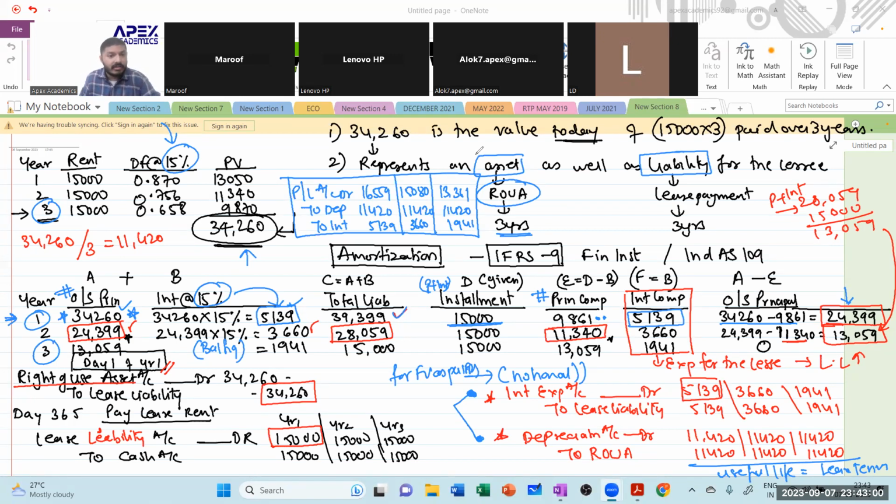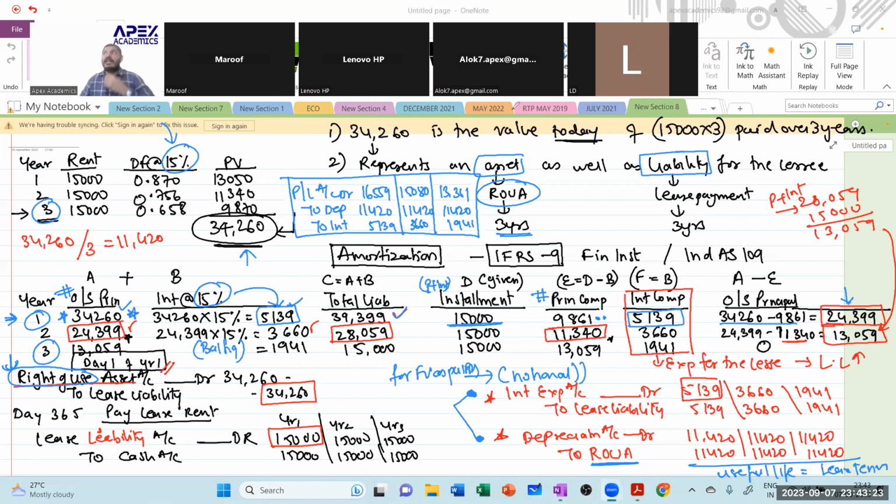Notice the word. What is the word that I'm using? Right of use asset. I am depreciating the right of use, not the asset. I am depreciating the right of using the asset, not the asset. Have I used the word asset account debit? No. I am using the word right of use asset. Sir, it will come under tangible asset.